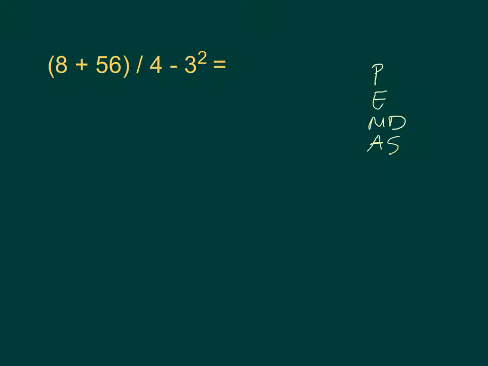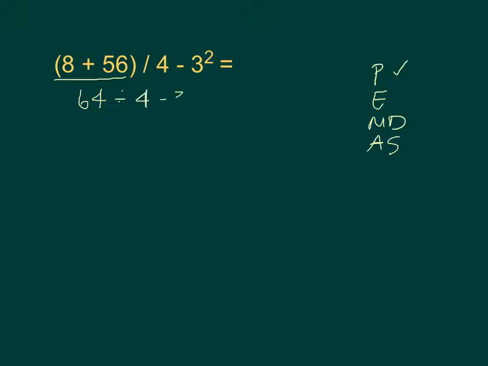Okay, so the order of operations tells us you look at the parentheses first. So hopefully you underlined the parentheses. So 8 plus 56 is 64. That's my parentheses. And I rewrite all the terms. And then I look at exponents. And I have to say there's my exponent. That means 3 squared means I have to multiply 3 times 3.